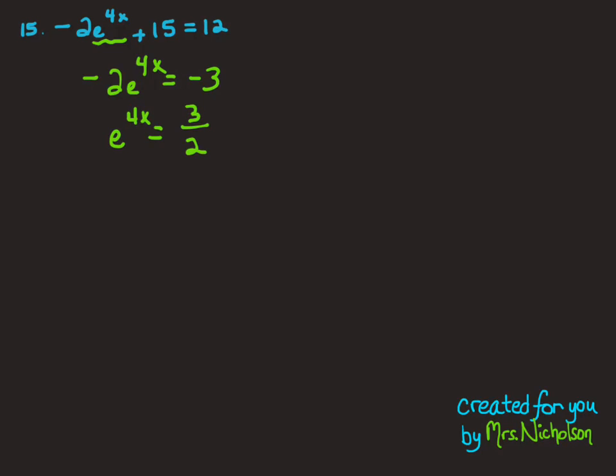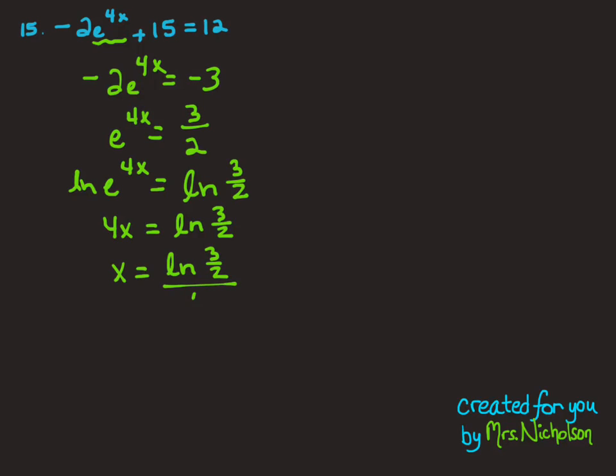And now I need to undo the exponential, and so I'm going to use a log. And since it's a base of e, I'm going to use the natural log of e to the 4x. And I'm going to natural log both sides. The natural log and e undo each other, and I'm left with 4x is equal to the natural log of 3/2. And my last step here to solve for x would be to divide by 4. X is equal to the natural log of 3/2 divided by 4.